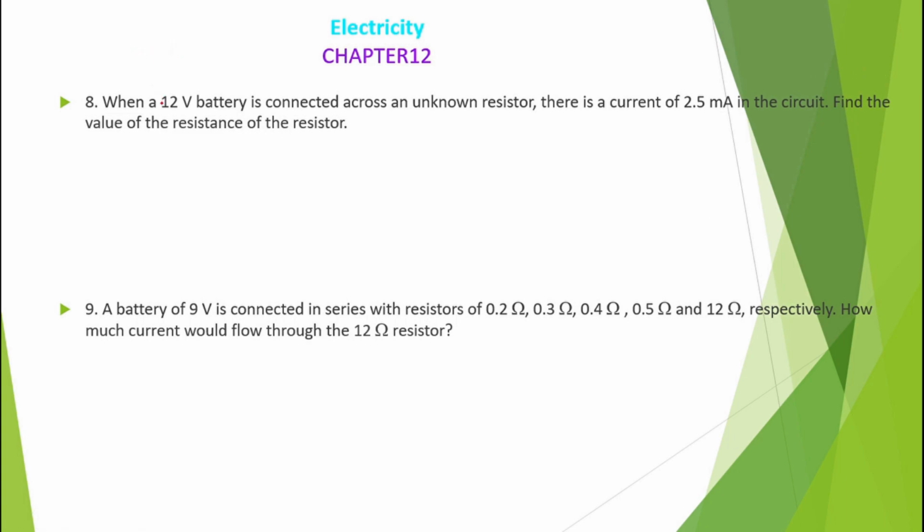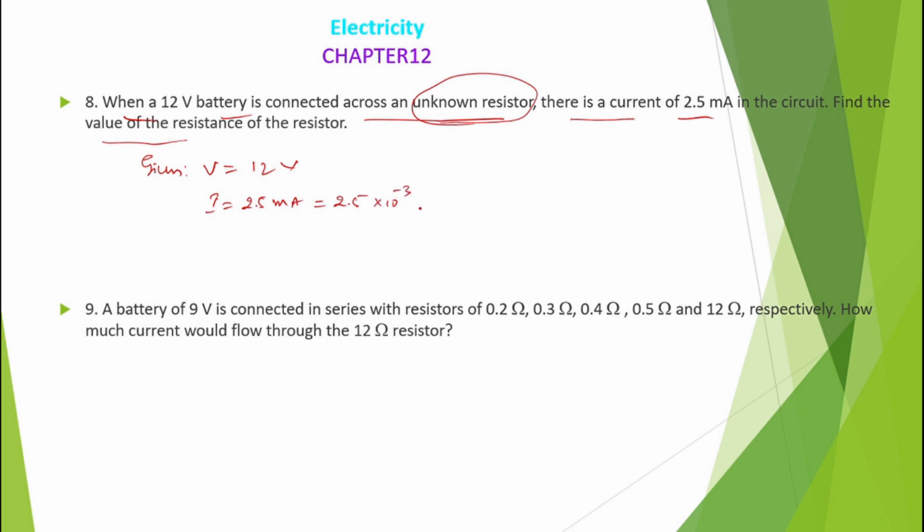So next question. When a 12 volt battery is connected across an unknown resistor, there is a current of 2.5 milliamp in the circuit. Find the value of resistance. Unknown resistor, that means R is asked. Okay. So given, we will see V is equal to 12 volt and I is equal to 2.5 milliamps he has given. This we have to convert to amps. That means 2.5 into 10 to the power of minus 3 amp.